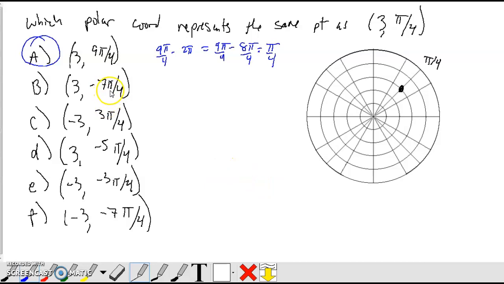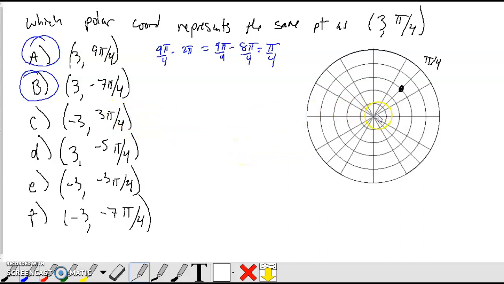Okay, negative 7 pi over 4, so that means I'm going to go in the opposite circle. So positive 7 pi over 4 is in the fourth quadrant, which means that if I go negatively, I should be here, which makes sense. And so then I'm going to go towards the 3, so 1, 2, 3. So again, B is going to work, so that works out beautifully.